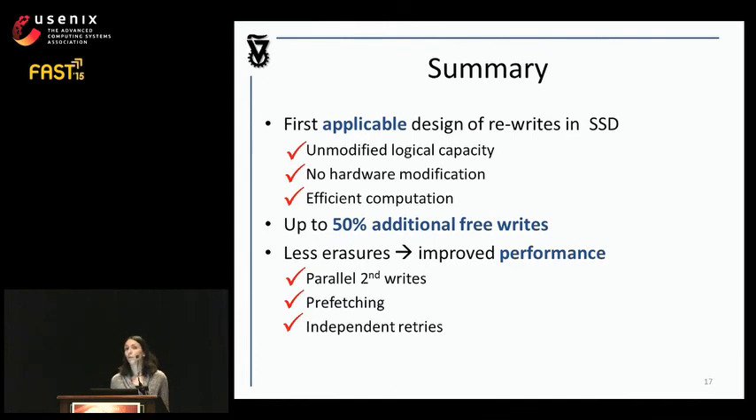We're able to perform up to 50% more writes before every erasure, which means we perform less erasures, and this also means that performance improves. Now, performance improves because even though the second writes require more space, we do them in parallel. We're able to prefetch the previous data before the encoding actually happens, and because retries are independent, and because the codes are very efficient to begin with, they do not require us to spend a lot more time than we did before.